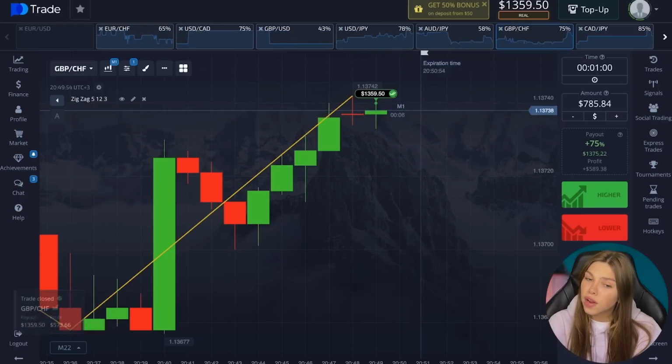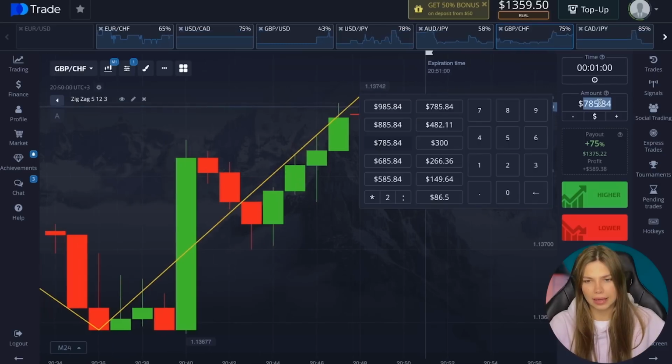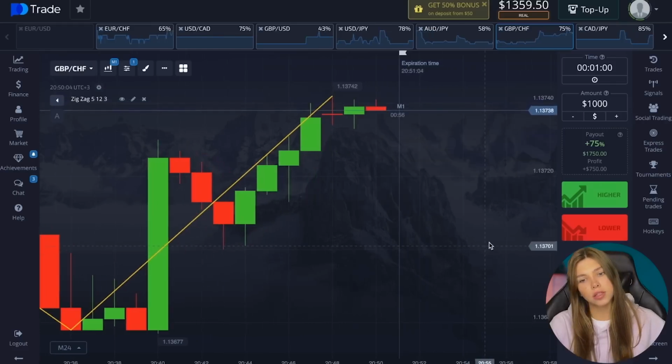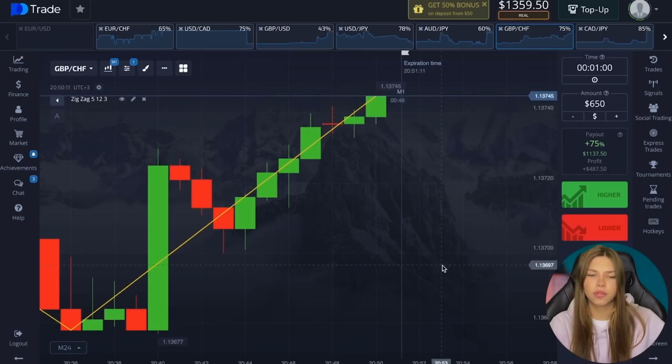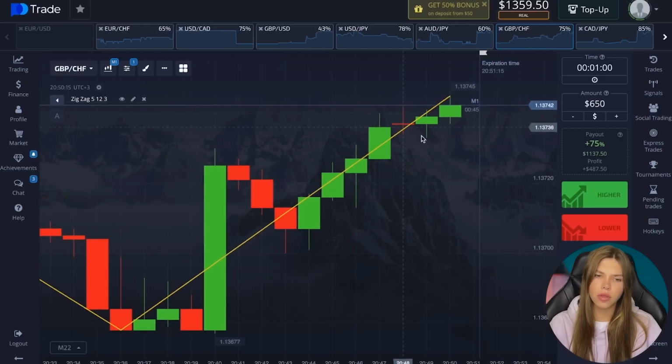Okay, that was very hard trading after all. Today's Friday evening, everything is closing very badly. We already have 1,359 on the balance sheet, so let's bet 650 each and put it further up. I put it right on the pin bar.